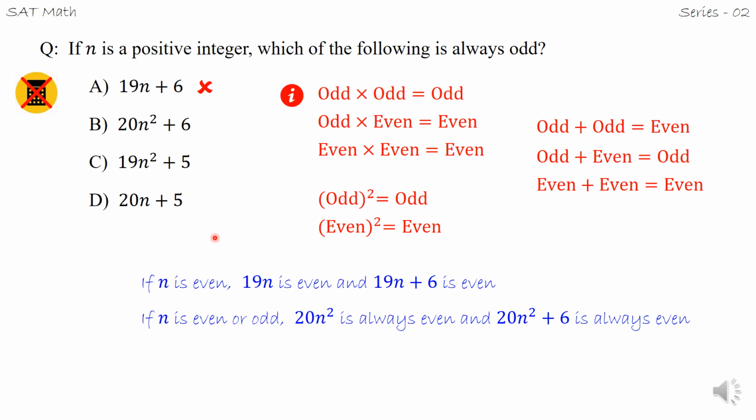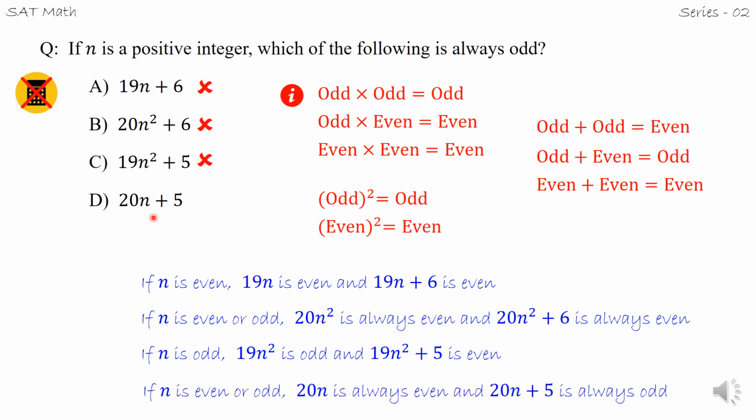The second option, 20n square plus 6. If n is either even or odd, 20n square plus 6 is always even. So this also is not possible. The third option, 19n square plus 5. Here if n is odd, we know that 19n square is odd and 19n square plus 5 is even. So it's also not possible.